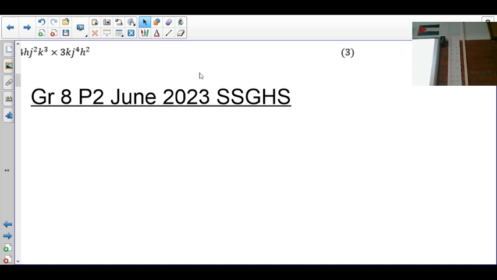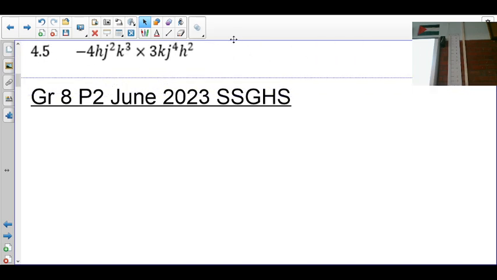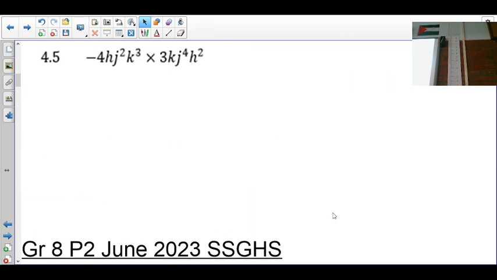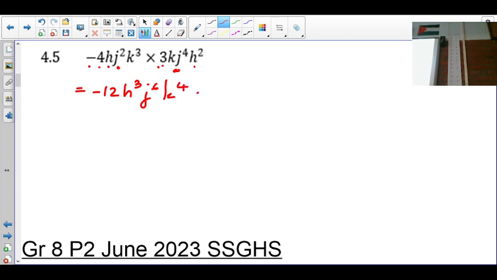4.5. What's negative times positive? Negative. 3 times 4 is 12. H times h squared, h cubed. J squared times j to the 4, j to the 6. K squared cubed times K, so they give you K.